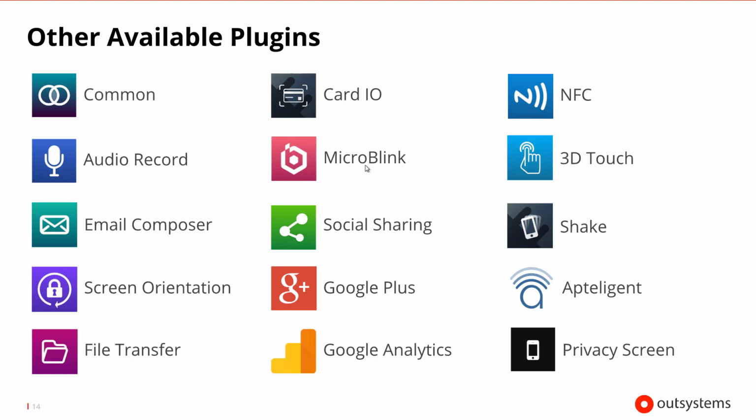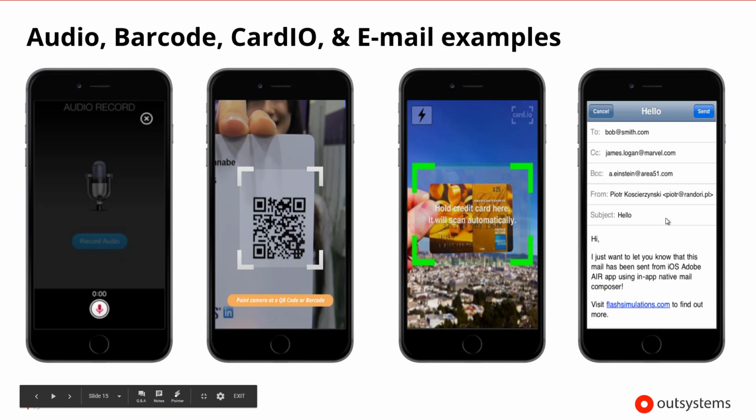social sharing, different types of microblink or card I/O to interact with different cards, near field communication, 3D touch for sensing pressure, shaking, Apptelligent, and privacy screens are all interesting available plugins. As a simple example, here we can see the audio where we can record audio. We have the barcode scanner, the credit card scanner from Card I/O, and an email where we're using the native email capability inside of our app.